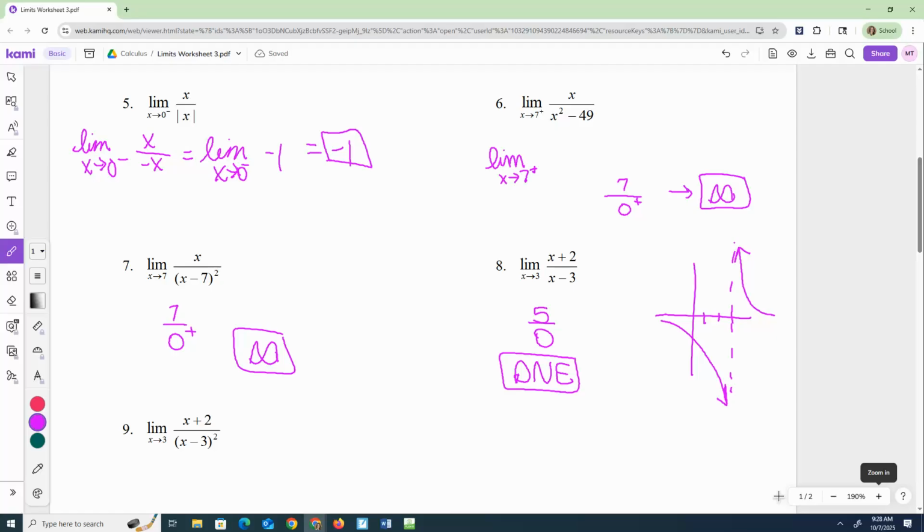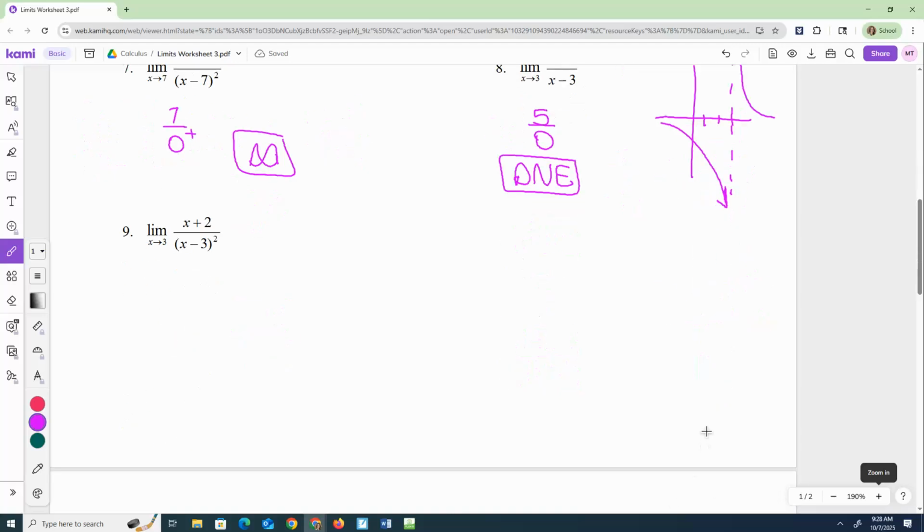So number 9, I'm still just approaching 3 from one side. So I don't know if I'm plugging in things bigger or smaller than 3. The top is going to 5. The bottom is going to 0. But I'm taking x minus 3, which could either be a positive or a negative number, and I square it, so I know it is positive. What happens if you take 5 and divide by a smaller and smaller positive number? Making it bigger and bigger. That one's approaching infinity.